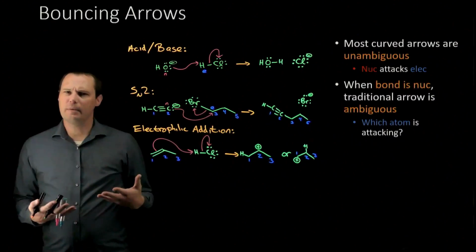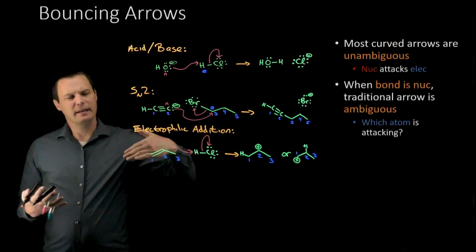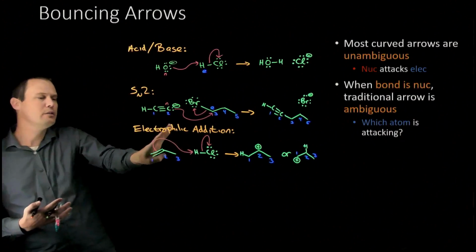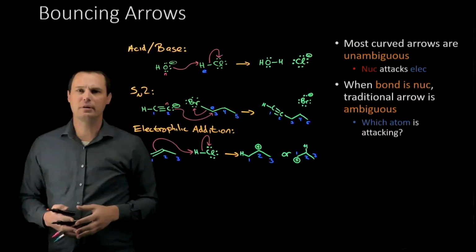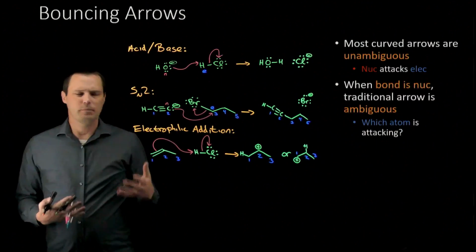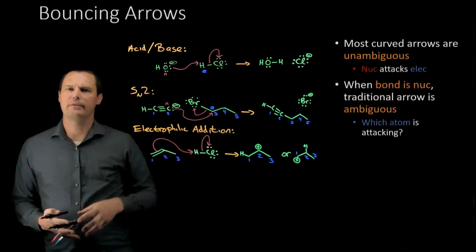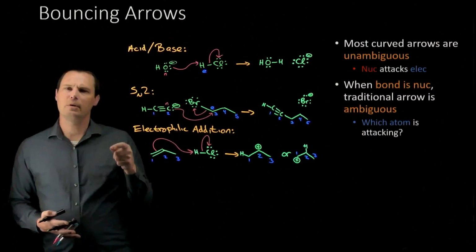There are ways that we talk about this. We talk about the pi bond being like a gate, and it can either hinge through carbon 2 to form a bond with the hydrogen, or hinge through carbon 1 to form a bond with the hydrogen. And that's fine. And Markovnikov's rule tells us which product will form ultimately. I have a video about Markovnikov's rule below. But again, this is a video about bouncing arrows.